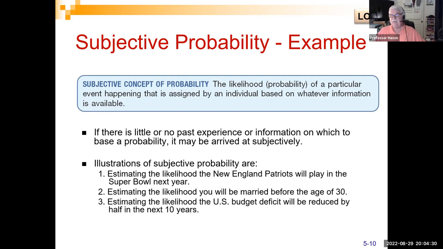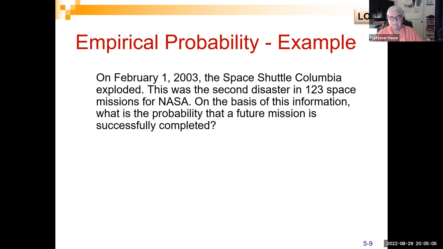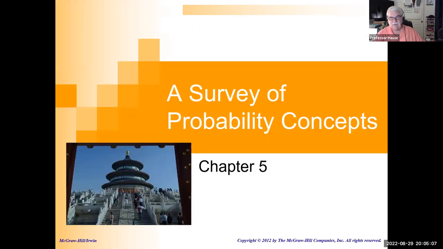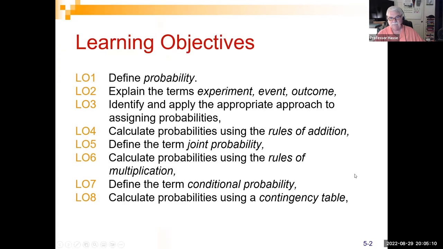Estimating the likelihood the United States budget deficit will be reduced by half in the next 10 years. Now, if you're a Democrat, you might have one answer. If you're a Republican, you might have another answer. If you're just a commonsensical person who understands the economy, you'll have another answer. Again, the subjectiveness of that answer is based on your experience of knowing about the U.S. budget deficit. It has nothing to do with trends or analysis from prior years. It's your subjective probability.